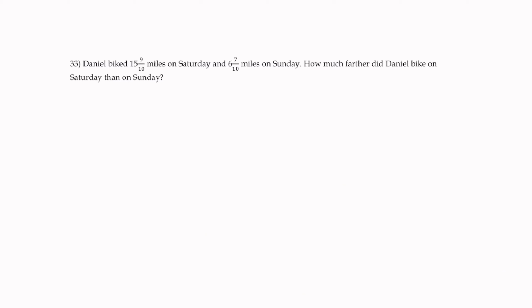Let's get started. Danielle biked 9 over 10 miles on Saturday and 7 over 10 miles on Sunday. Let's write this information. On Saturday, it is 9 over 10. On Sunday, it is 7 over 10. How much further did Danielle bike on Saturday than on Sunday? You need to find what this word says. You have to find the difference. You can see on Saturday, he did more than on Sunday. It means simply doing this minus.